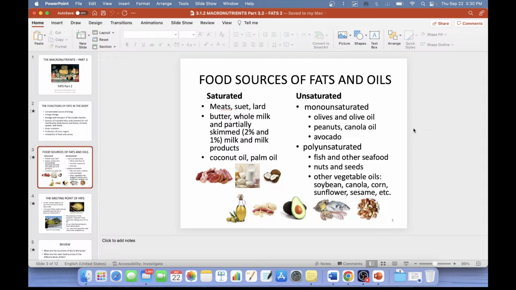And then there are polyunsaturated fats, and some of the most important sources of polyunsaturated fats are fish and seafood, nuts and seeds, and all the other vegetable oils, other than coconut oil, palm oil, olives, peanuts, and avocado. That is soybean oil, and as you can see, it is in both categories, monounsaturated and polyunsaturated, because it contains just about the same amount of monounsaturated fatty acids and polyunsaturated fatty acids. Corn, sunflower, sesame, etc. Okay?